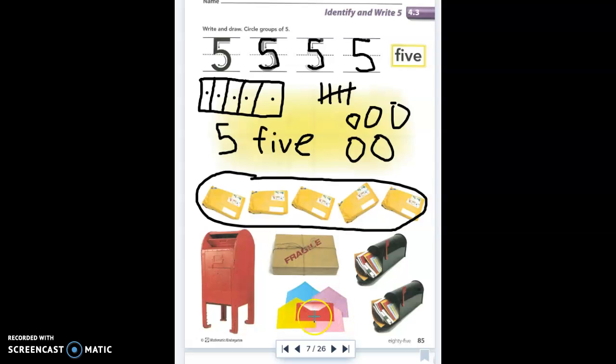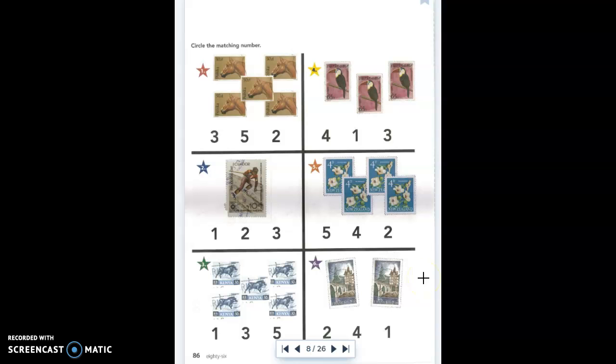Mailboxes, I only have 2 mailboxes. How about the envelopes down here? 1, 2, 3, 4, 5. That is also a group of 5, so I need to circle that. Okay, so 5 of these, 5 of these. All of these represent 5. Turn your paper over to the back, and let's work on the back.